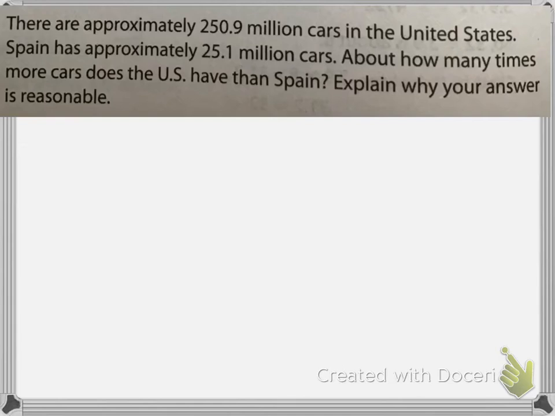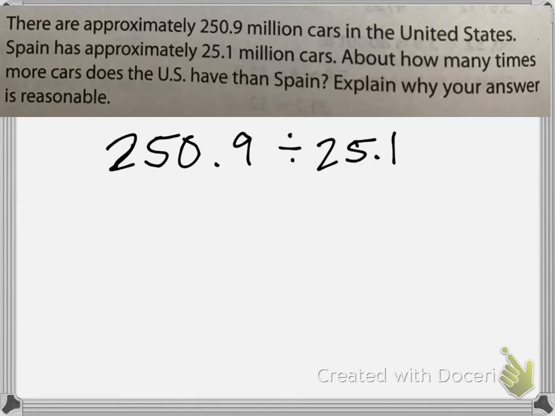Antonio, what I want you to do is set this problem up for me. What would the initial division be? 250 divided by 25. Perfect. So 250.9 divided by 25.1 is our initial division. That's exactly what we're doing.